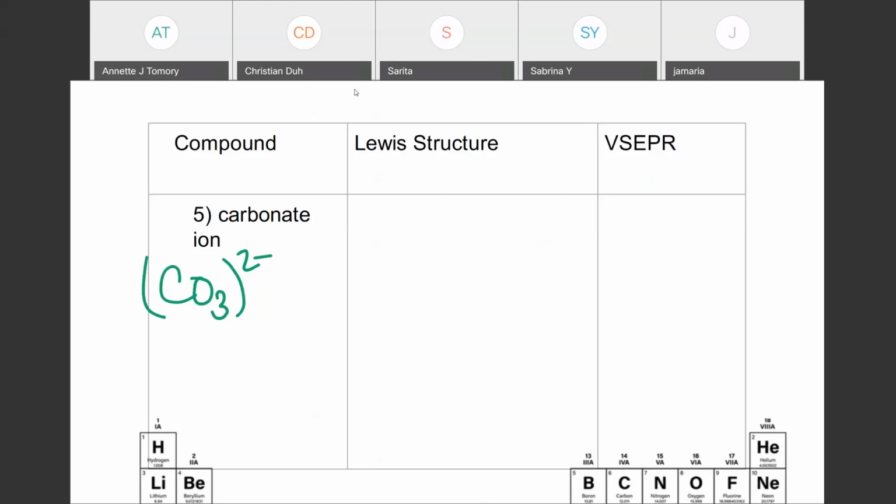Well, I have a question. Does this one have to be a double bond? This one will have a double bond in it to satisfy that octet. I have 3 oxygens around the carbon, and then 2 of them are full octets, and then I have a double line, I think. Awesome.